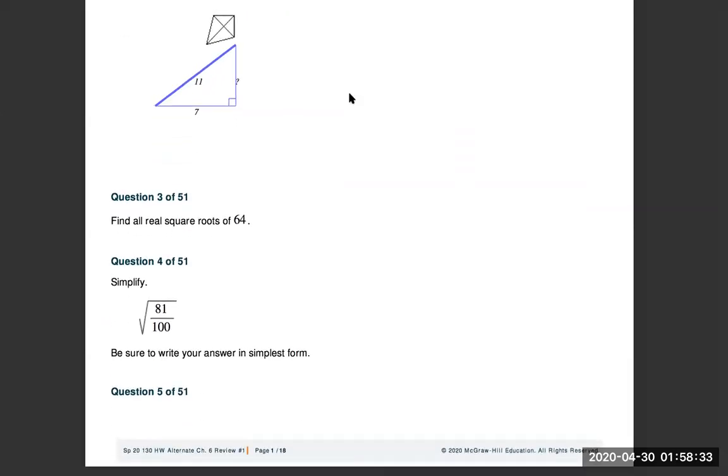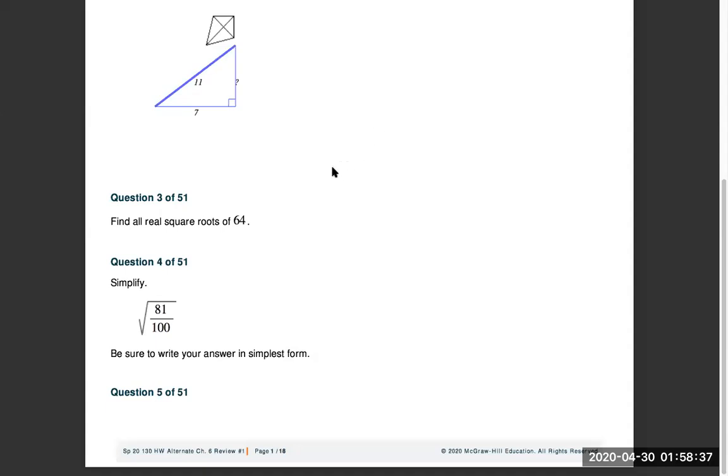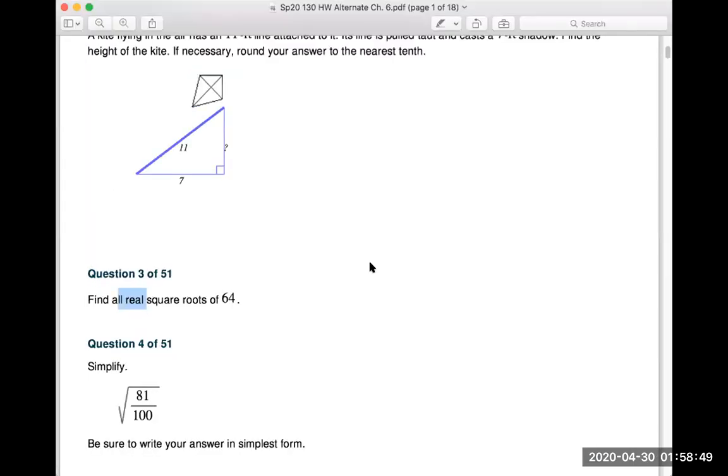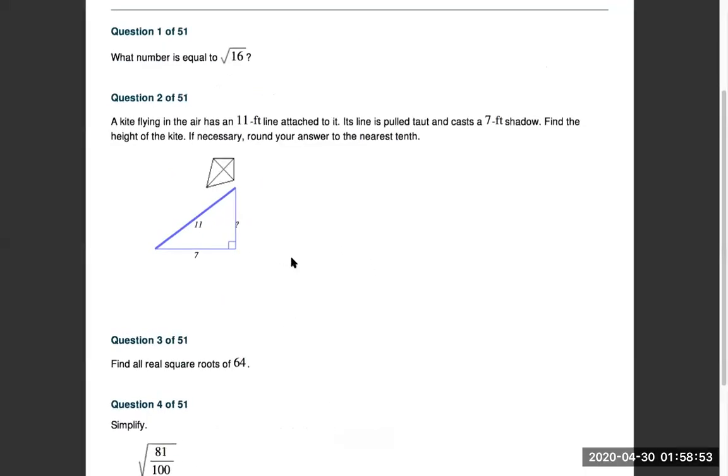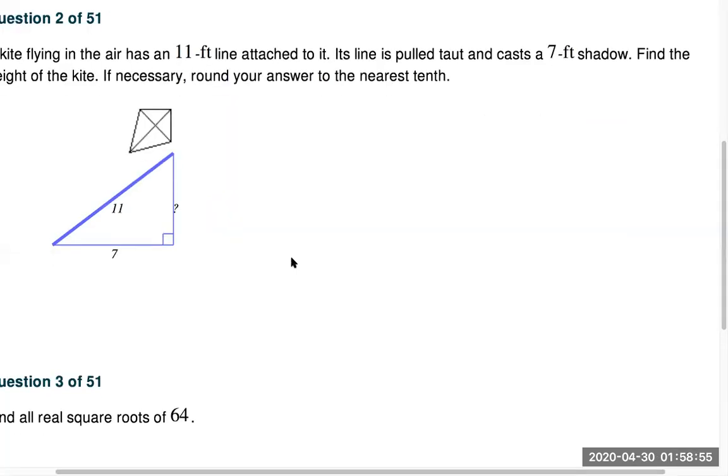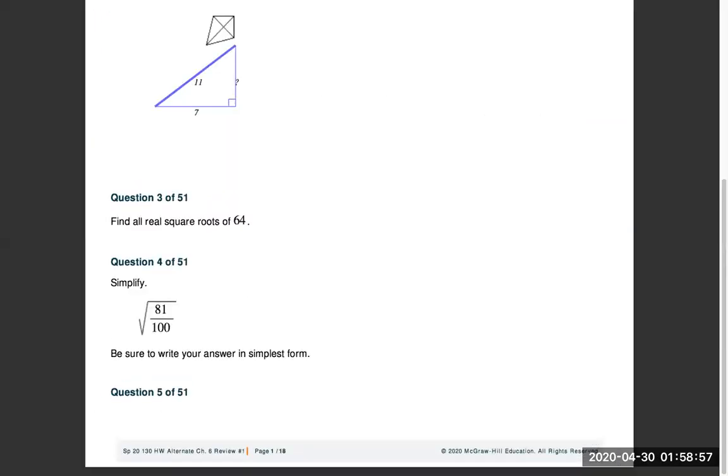So question 3, find all real square roots of 64. What that's asking you, essentially, oh, come on, man. You probably see all kind of crapola happening here from your end. Okay, there we go. Jeez. Okay.